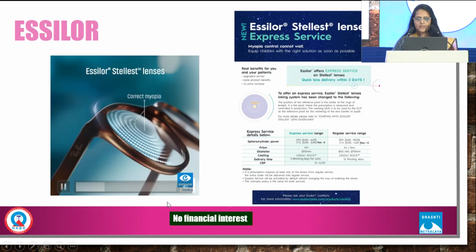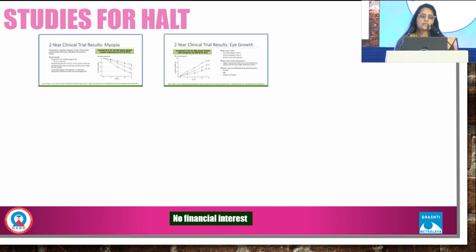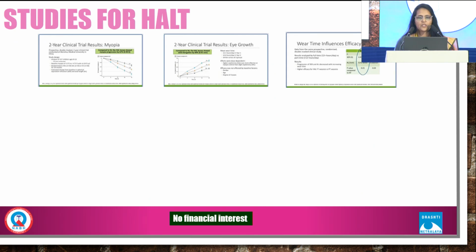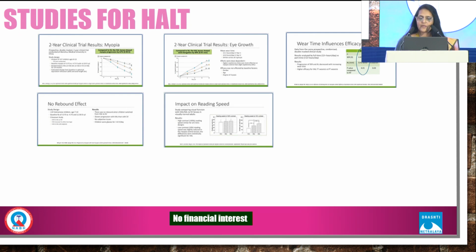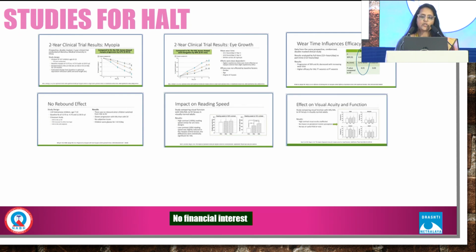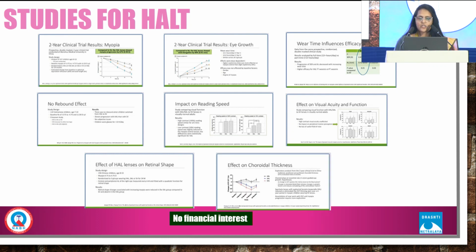So again, this is available in many numbers. Lots of studies for HALT technology have been done, but mainly these studies are for 2 years. This is the result for myopia correction, axial length growth correction, even part-time versus full-time study, rebound effect, effect on reading speed, effect on visual acuity and function, effect of HALT on retinal shape and choroidal thickness. So lots of studies are available.